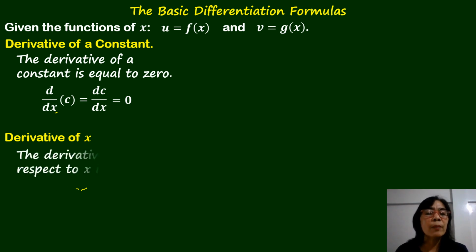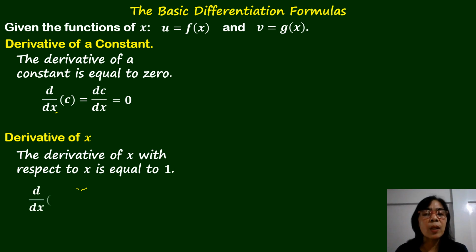Hence, we have the formula. The derivative of x with respect to x is equal to 1. We have the symbol, the derivative of x with respect to x is equal to 1.